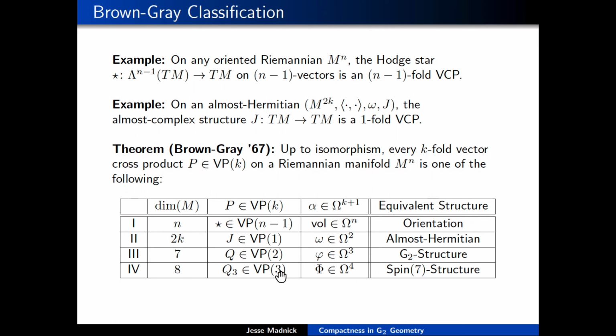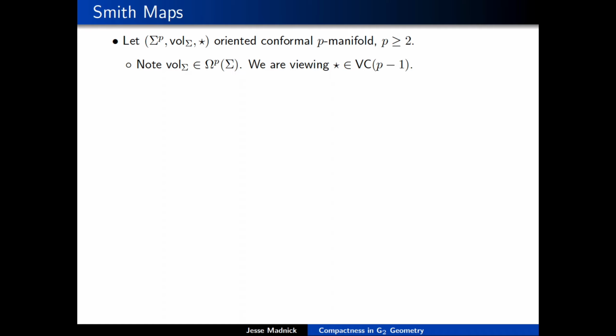I'll just call that Q3, and the corresponding form alpha is a 4-form capital Phi. Okay, and it's essentially the same thing as the G2 case, you just add 1 to everything, more or less. So every vector cross product is one of these 4 up to isomorphism. Okay, so with this in mind, we can finally define what we mean by a general Smith map.